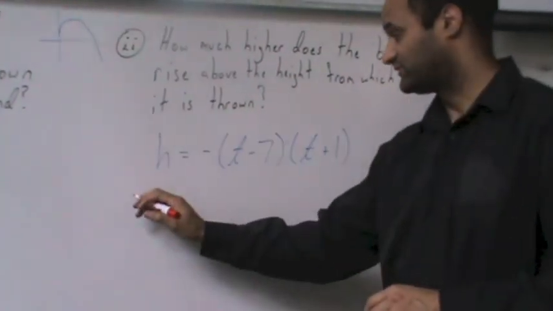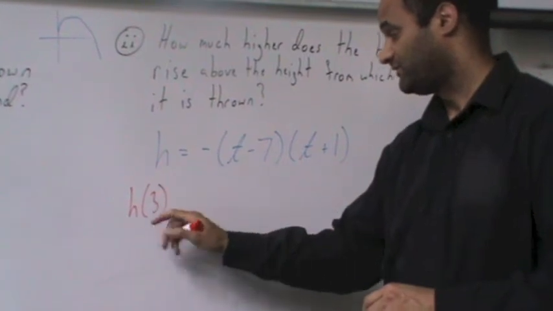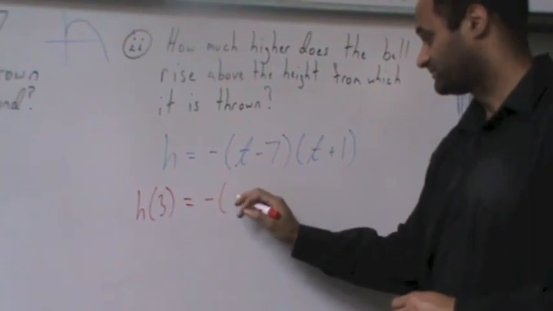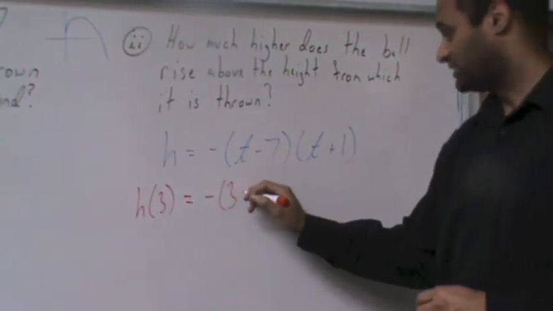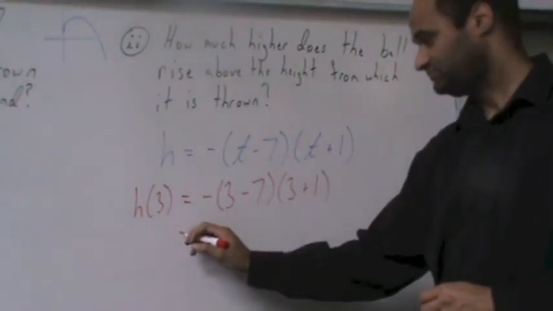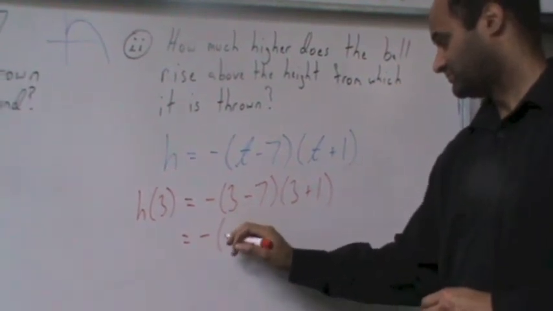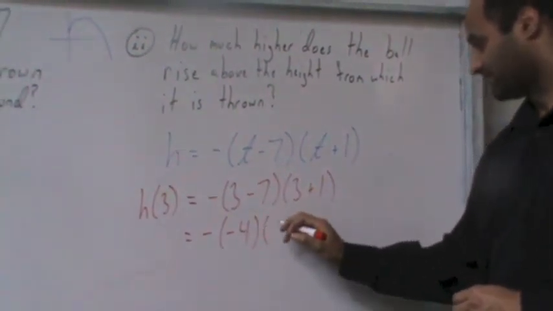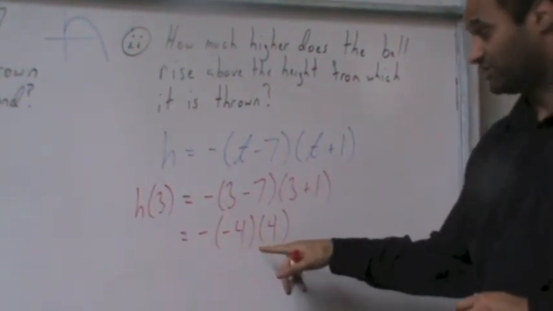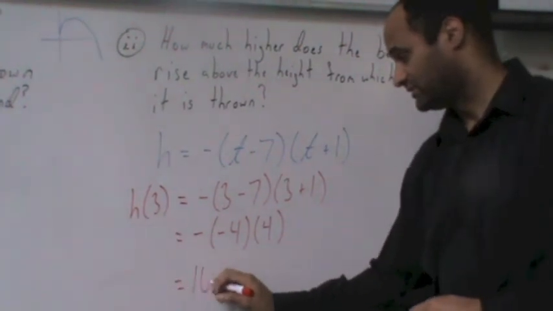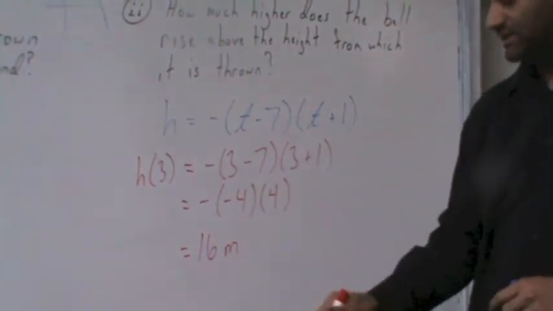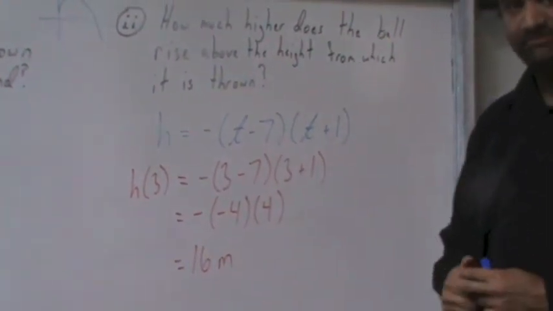So what we need to do is find the height. That's h of 3, in other words, the height at time 3. We just put 3 in wherever we see t. Three minus 7, 3 plus 1. And the negative of negative 4 times 4 is positive 16. So our maximum height is 16 meters.